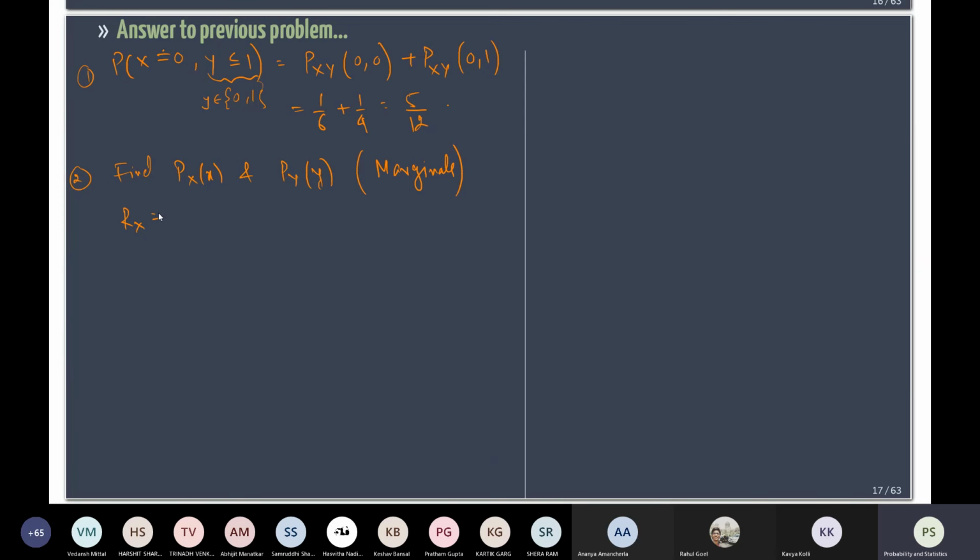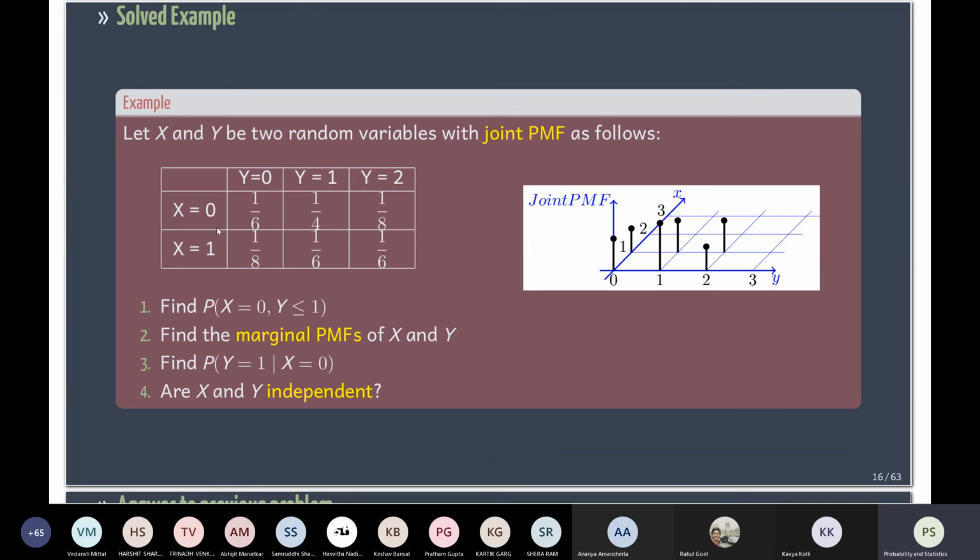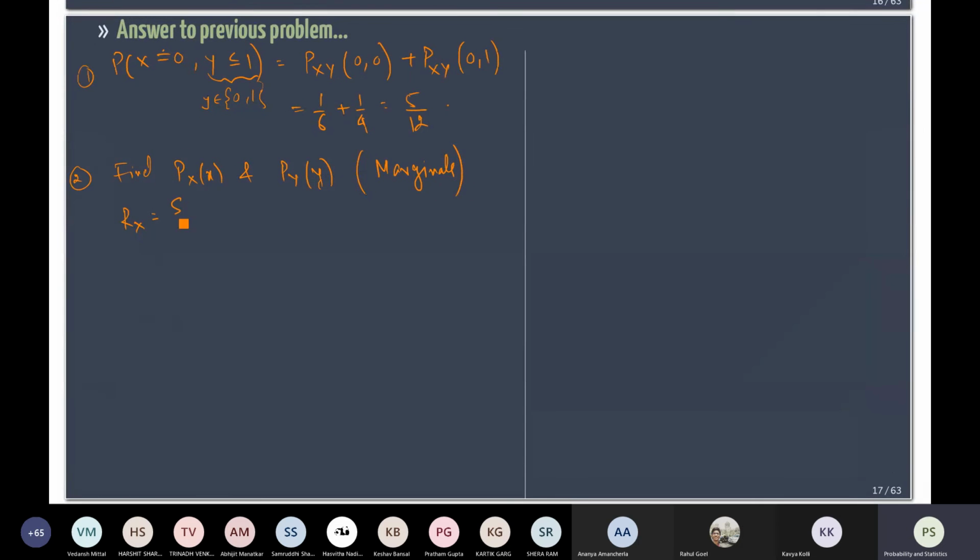First of all, let us recall what was the range of x and range of y. Range of x is 0 or 1. Range of y is 0, 1, 2. So we have the marginal of x, and we have to define it for all x in the range.